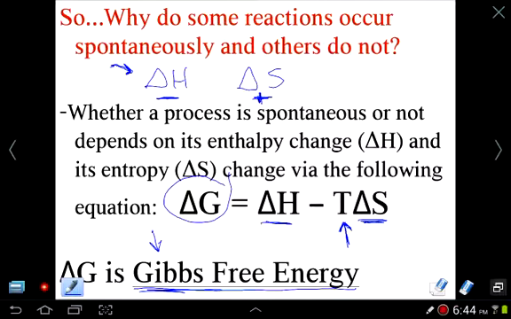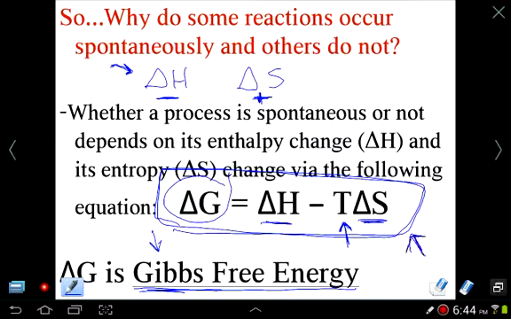And the equation looks like this: delta G equals delta H minus T delta S. This is probably the most famous equation for thermodynamics. A very important equation. Good idea to memorize it, but a good idea really to understand what it's saying. And that's what we're going to try to define in this lesson.